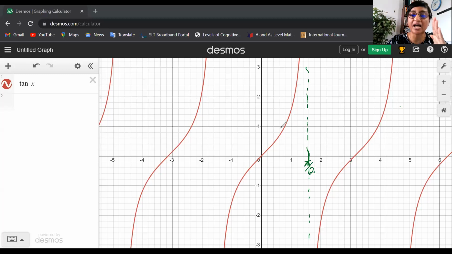This line never reaches pi by 2, and if you look at the other side, it's going down, down, down. It never reaches pi by 2. At pi by 2, there is no value. From this side it looks like it's going to infinity, from this side it looks like it's going to negative infinity. So on the two sides they are giving you two extremes. So at pi by 2 it's not defined, right?